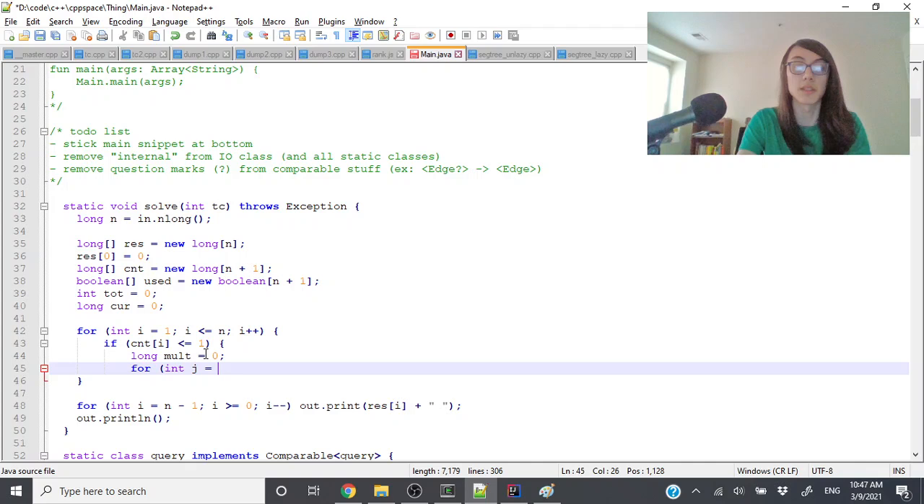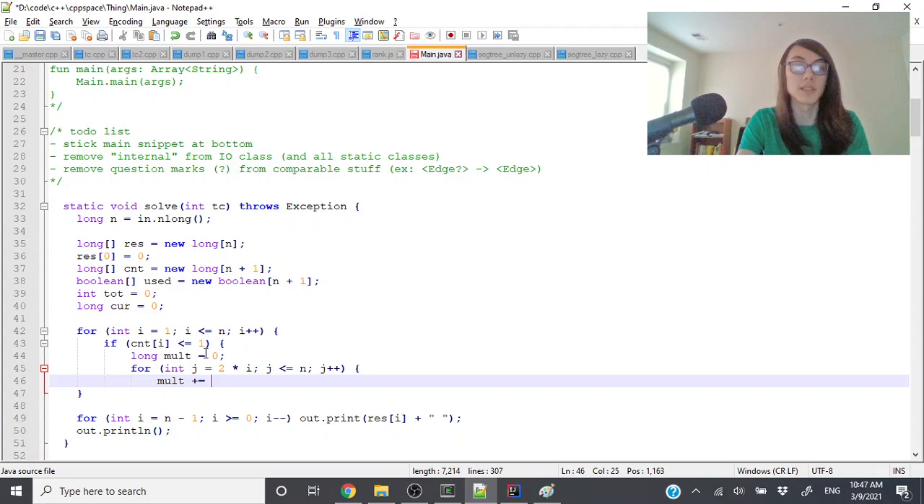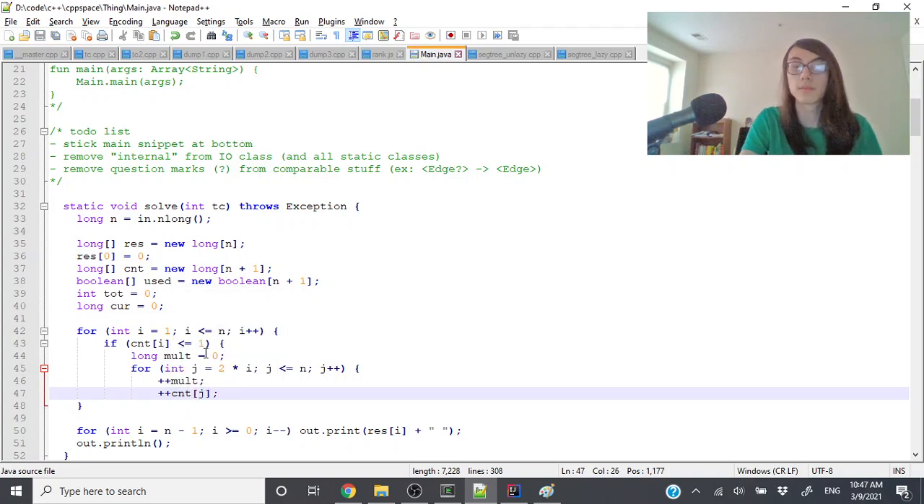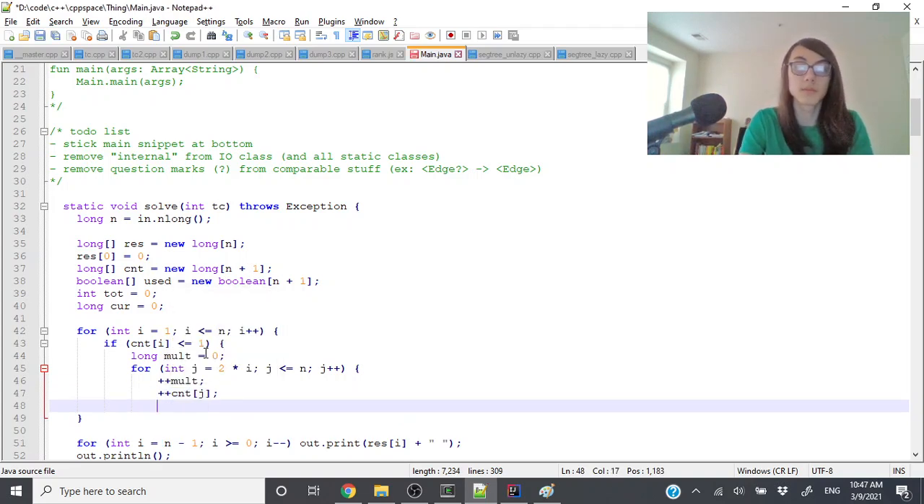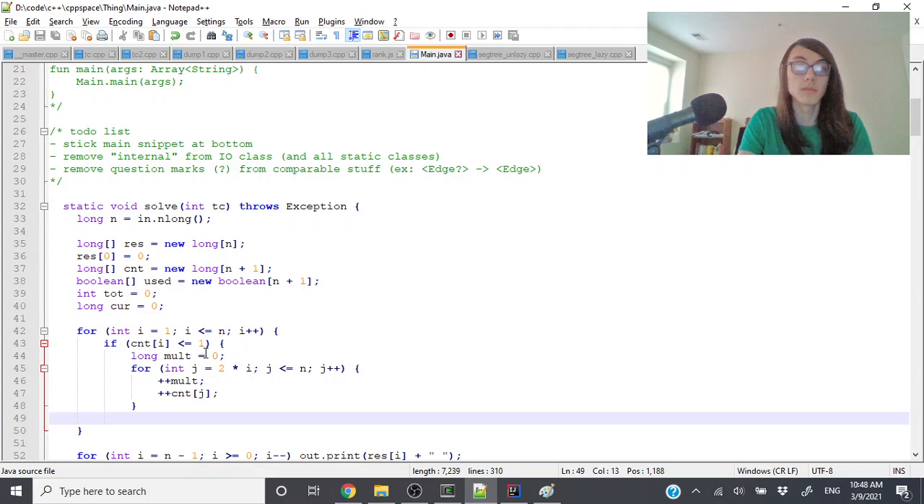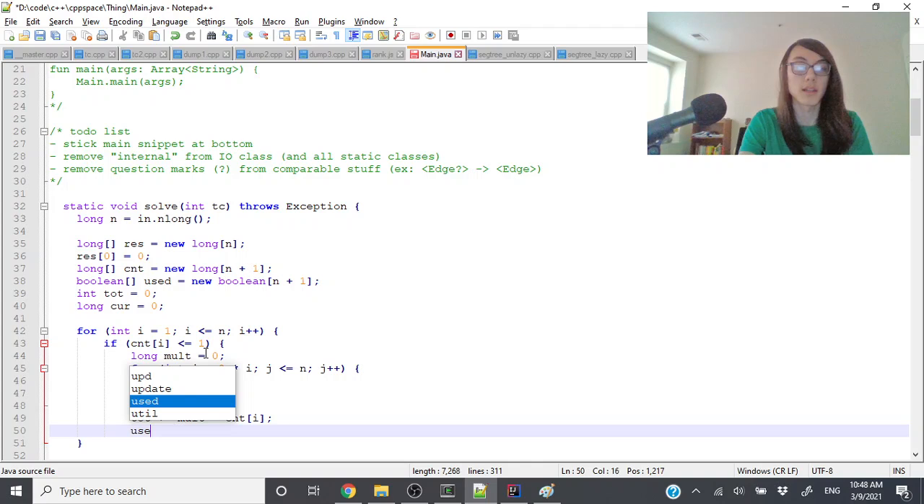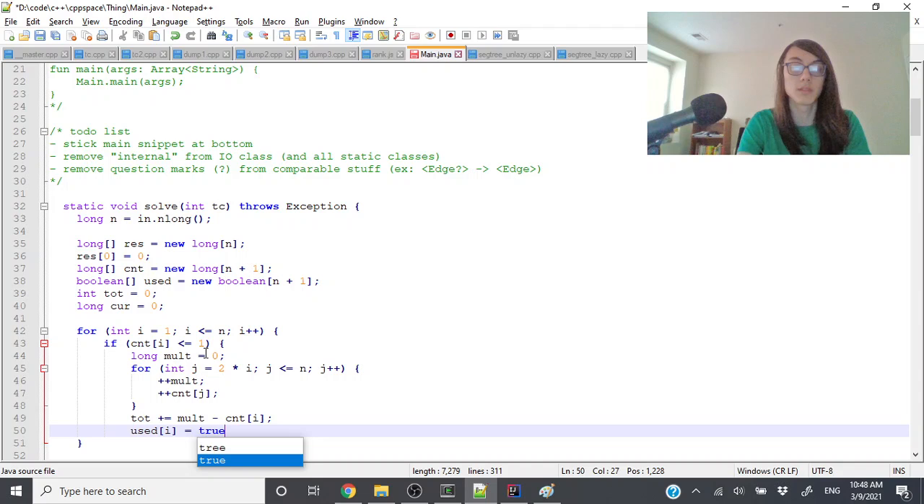For int j equals 2 times i, j is less than or equal to n, j plus plus. Mult plus equals plus plus mult. Plus plus count j. Tot plus equals mult minus count i. Used i equals true.